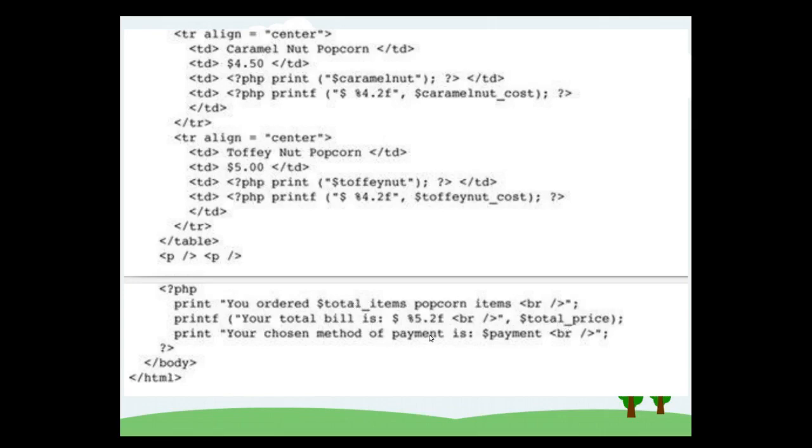So here you can see the format string of %5.2f. It is a floating point number with 5-digit space to the left of the decimal point and 2-digit space to the right of the decimal point. And then the last statement prints the payment method.